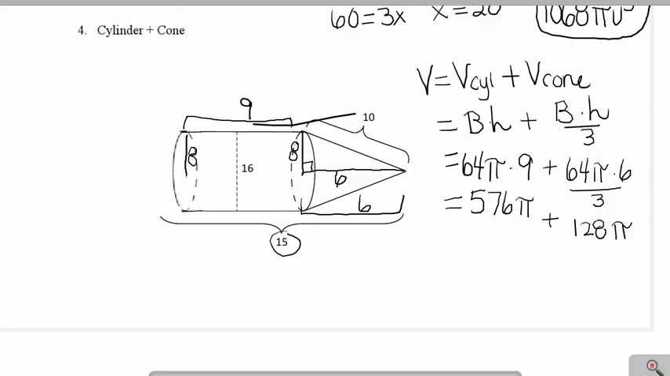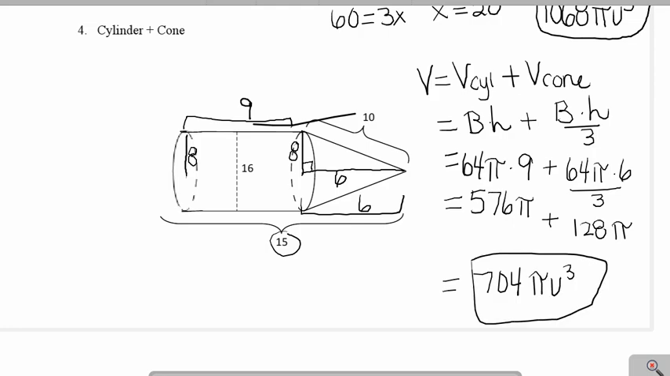Now to find the volume of the entire thing, I'm going to add 576 plus 128 to get 704 pi units cubed as the volume of this composite figure. So hopefully now you have a better understanding of how to apply the volume of a cone and the volume of a pyramid formula.